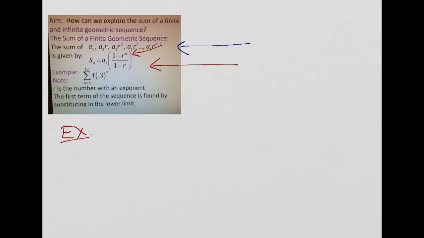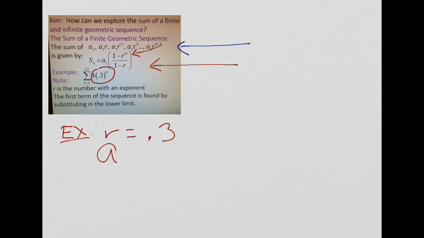that we have here, it is a geometric sequence, and in it we want to find what r is. Believe it or not, you can find out what r is by looking at the expression here. It's always the number or expression that's raised to the exponent. In this case, n is our exponent. r is 0.3.